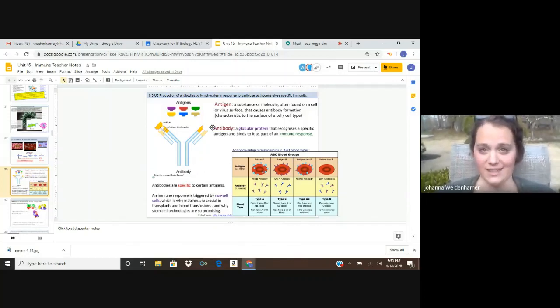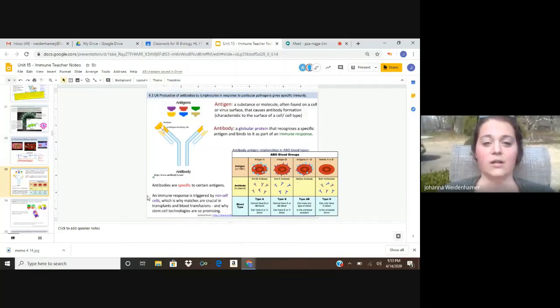Now, antibodies sound kind of the same because they both start with anti. An antibody is a globular protein that recognizes a specific antigen and binds to it as part of the immune response. Looking at our picture, this Y-shaped thing here is our antibody, where the antigen is connected to a cell, on the surface of that cell, and allows the antibody to bind to it. So antibodies are specific to certain antigens. Specific antibodies are going to bind to only that specific antigen.